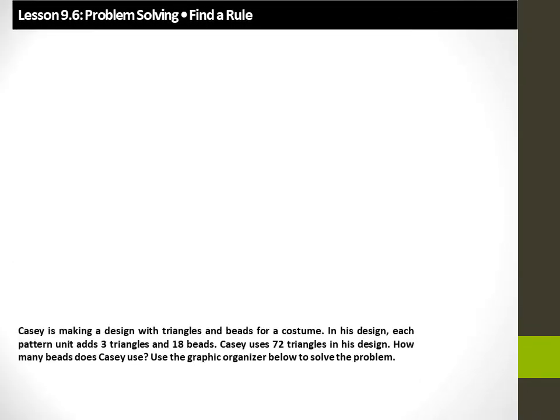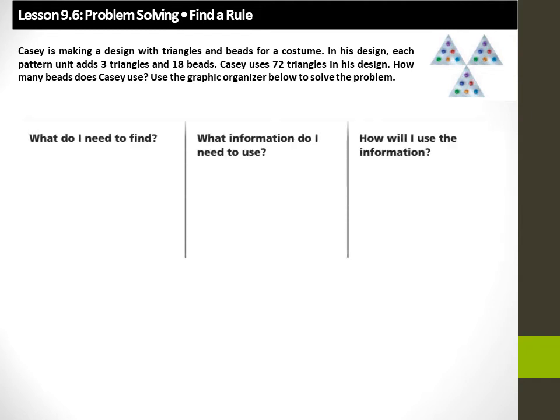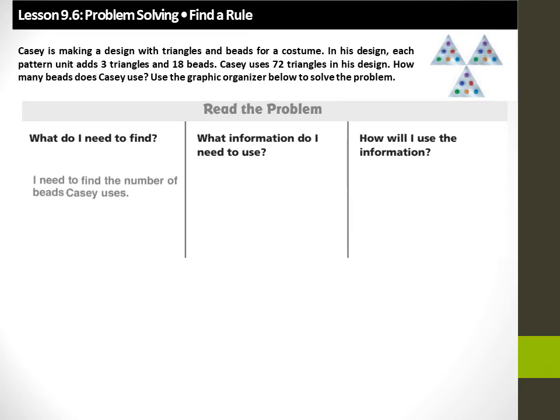Problem solving, find a rule. Casey is making a design with triangles and beads for a costume. In his design, each pattern unit adds 3 triangles and 18 beads. Casey uses 72 triangles in his design. How many beads does Casey use? Use the graphic organizer below to solve the problem.